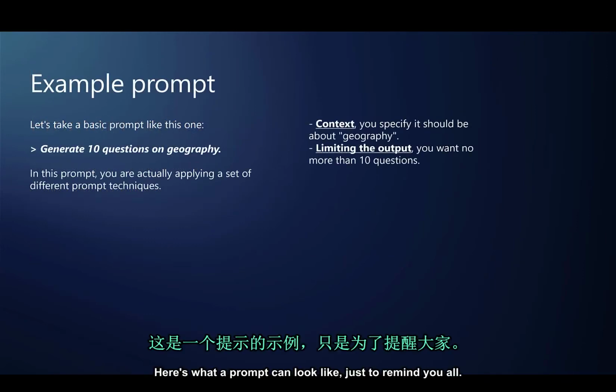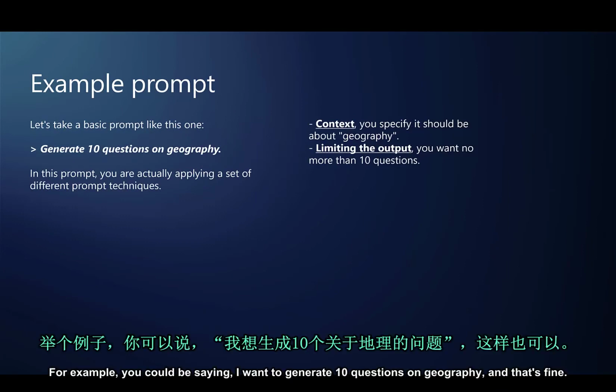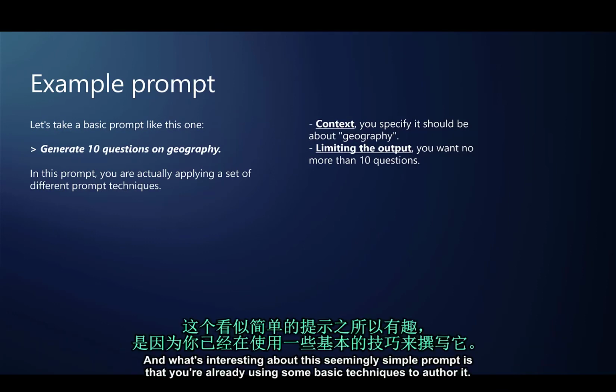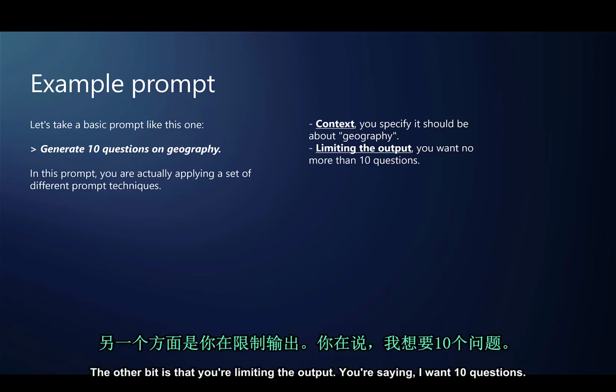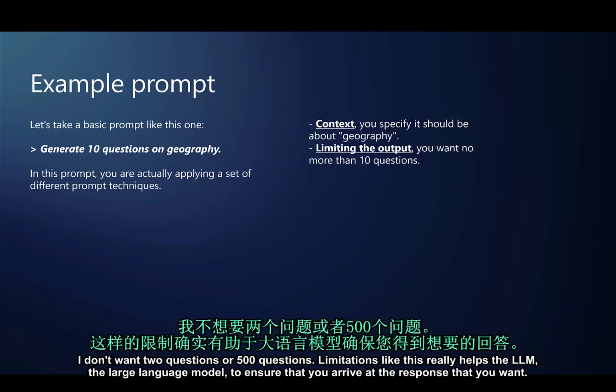Here's what a prompt can look like, just to remind you all. For example, you could be saying, I want to generate 10 questions on geography, and that's fine. What's interesting about this seemingly simple prompt is that you're already using some basic techniques to author it. One of those techniques you are using is context. You say, for example, that this prompt should be about geography, which helps to narrow things down. The other bit is that you're limiting the output. You're saying, I want 10 questions. I don't want 2 questions or 500 questions. Limitations like this really help the LLM, the large language model, to ensure that you arrive at the response that you want.